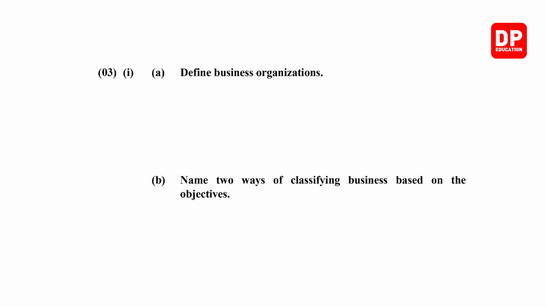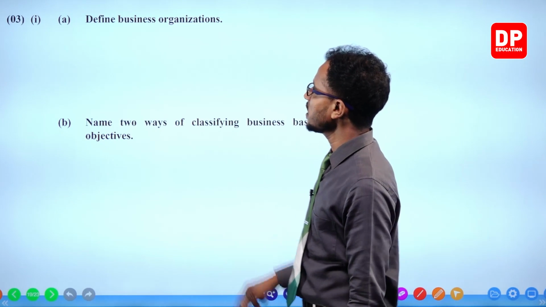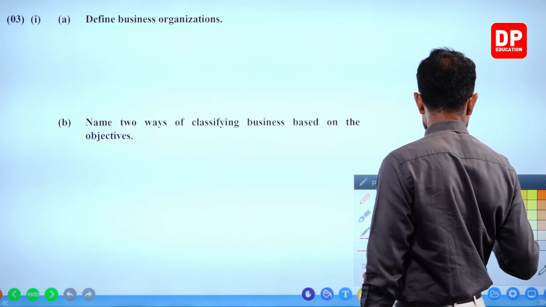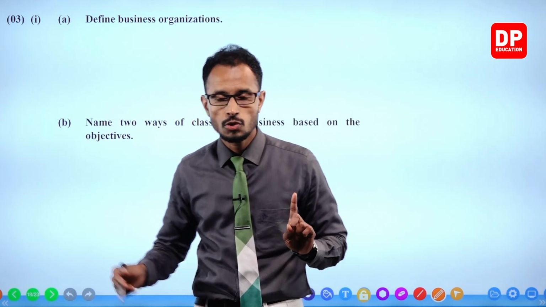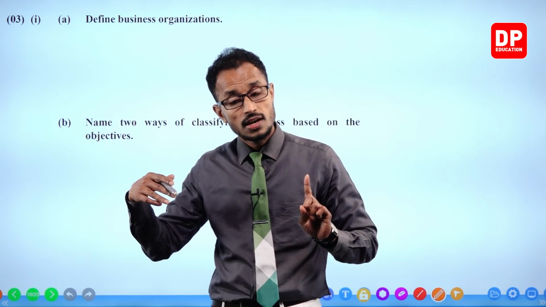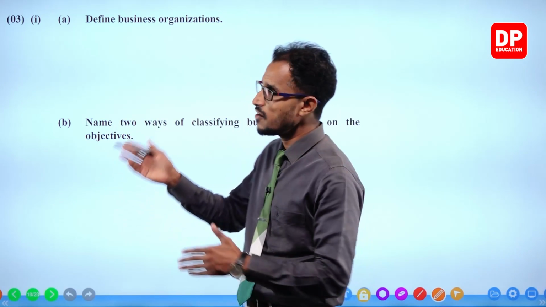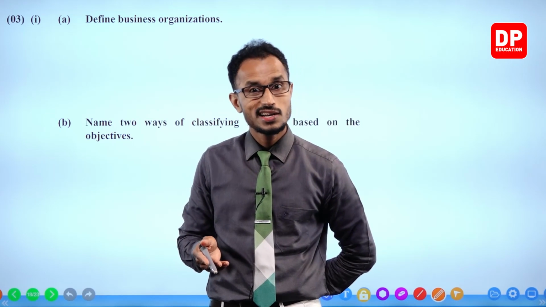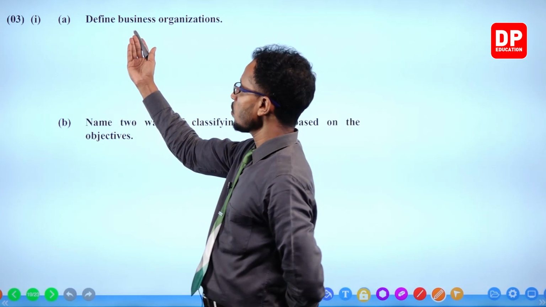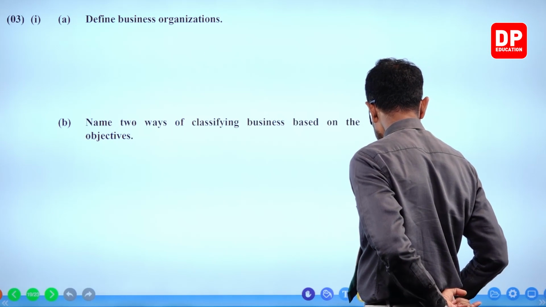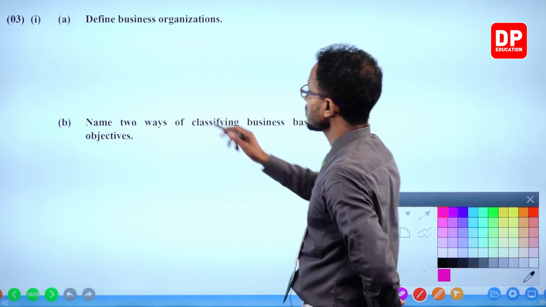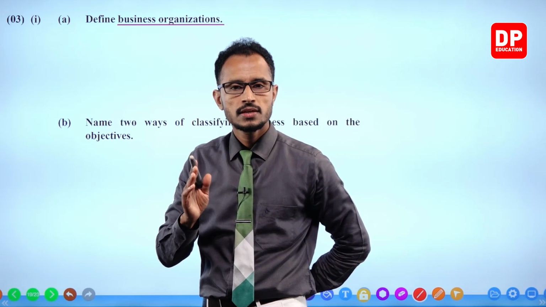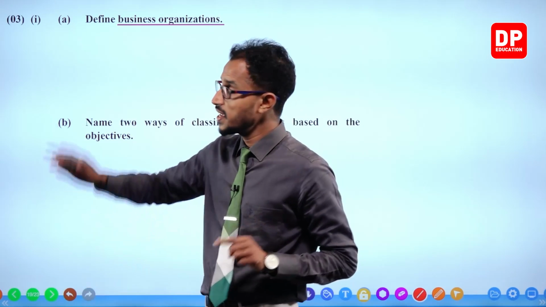Jumping to the third. This is the third. Define a business organization. Now, if you get this question, don't confuse it with the definition of a business. Here you must provide the definition of a business organization, not the definition of a business. So don't confuse the definition of a business organization with the definition of a business. Here you must provide this answer.